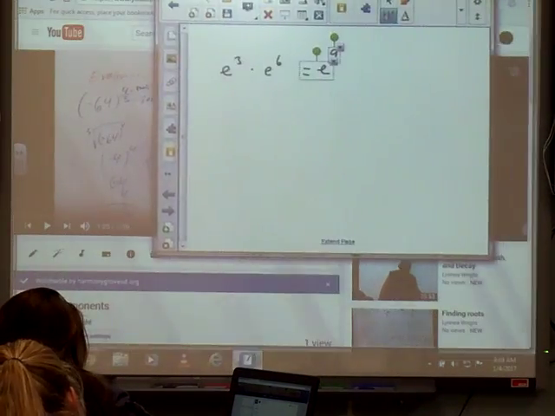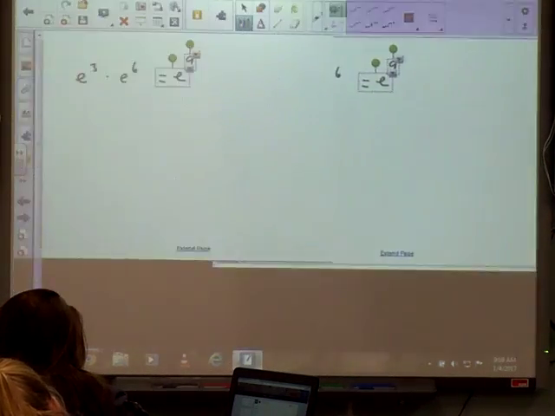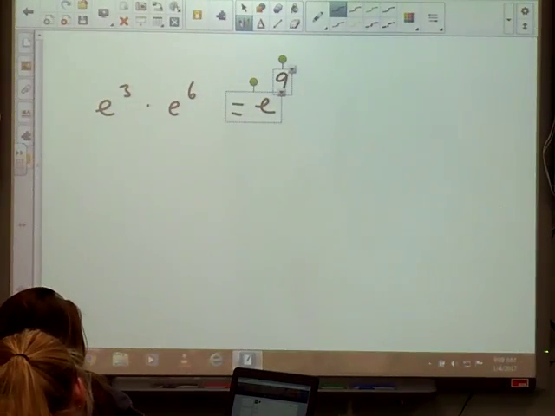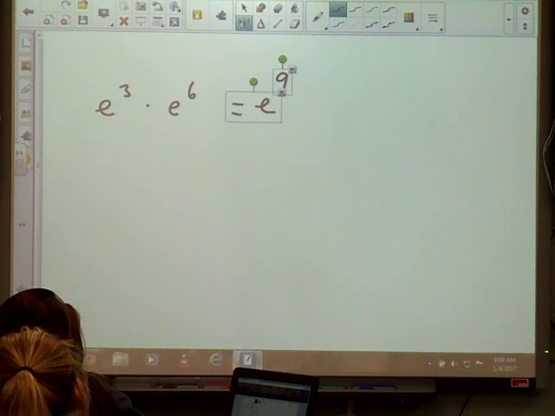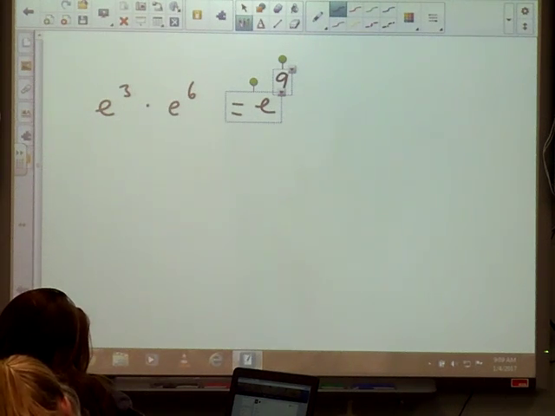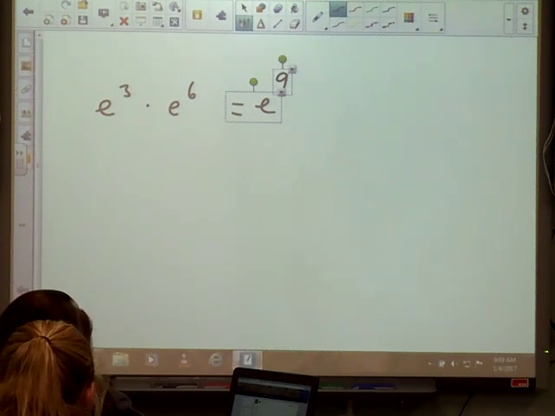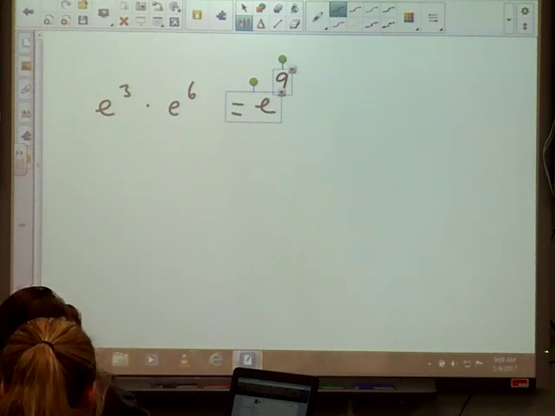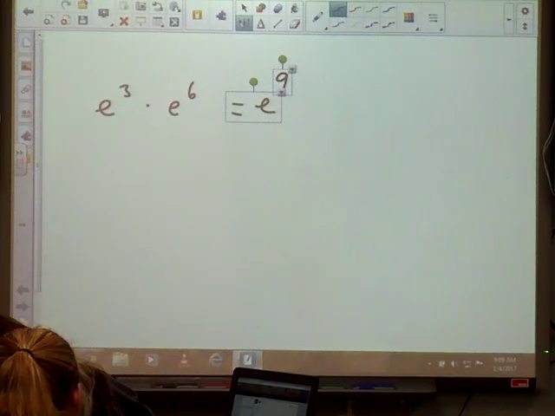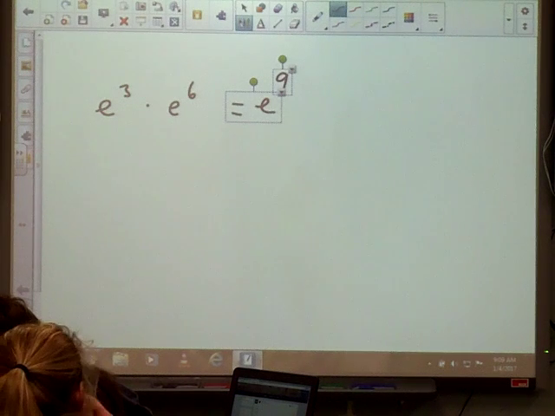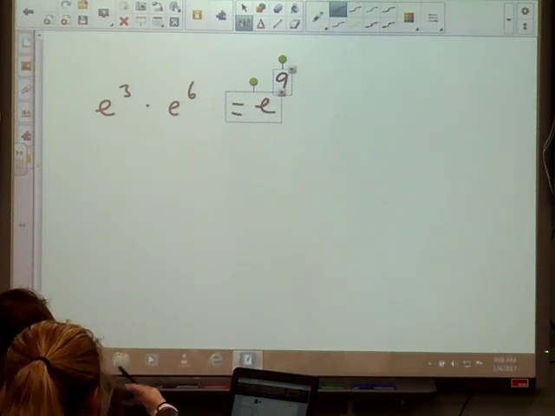Now, come on, stupid board. You could actually go and hit e to the 9th in your calculator, but don't. I mean, you can stop there and leave your answer as e to the 9th. What would it be close to, Colin? That's 8,103. Cool.